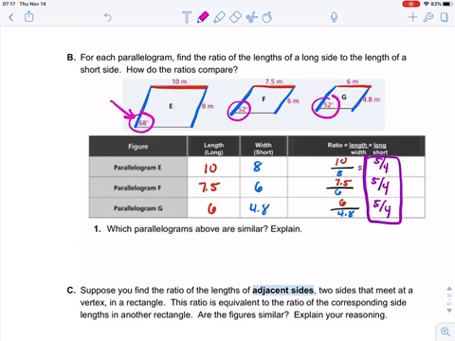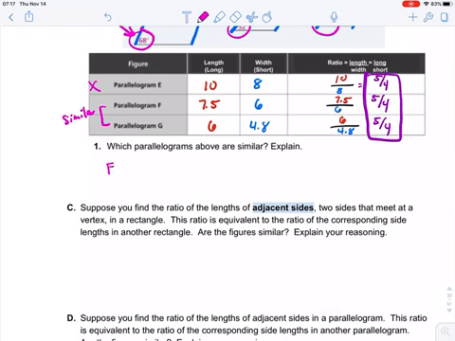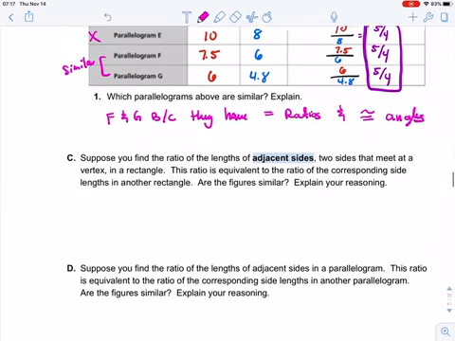They don't have all the same angles. So these two will be similar, and this one is not similar. So F and G, because they have equal ratios and congruent angles.